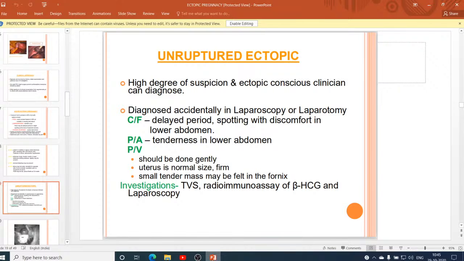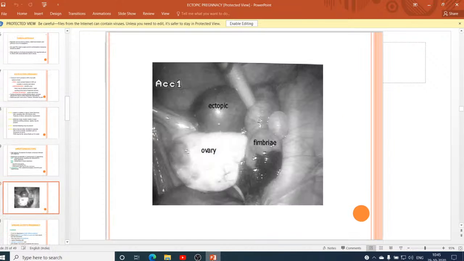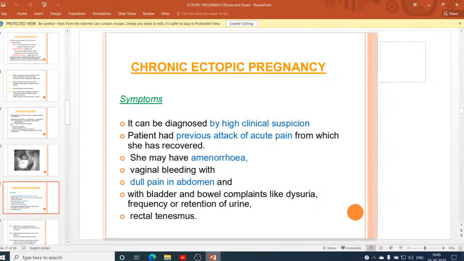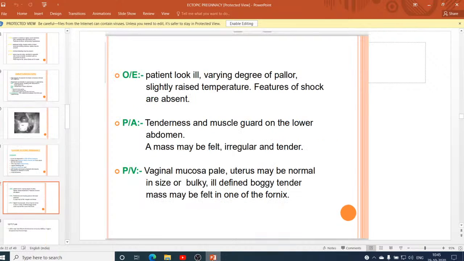Okay. Investigations. How can we diagnose? By transvaginal sonography, radioimmunoassay of beta HCG and laparoscopy. Then chronic ectopic pregnancy. Symptoms: it can be diagnosed by high clinical suspicion. Patient has previous attack of acute pain from which she has recovered. She may have amenorrhea, vaginal bleeding, with dull pain in abdomen, with bladder and bowel complaints like dysuria, frequency of urine or retention of urine, and rectal tenesmus.